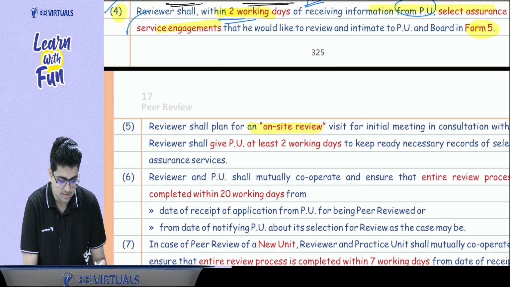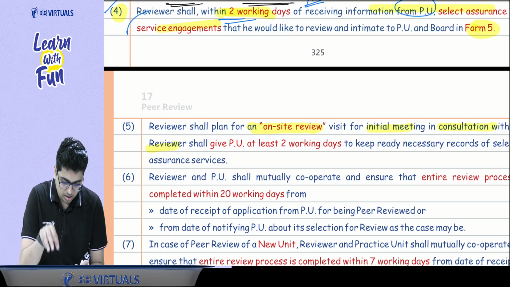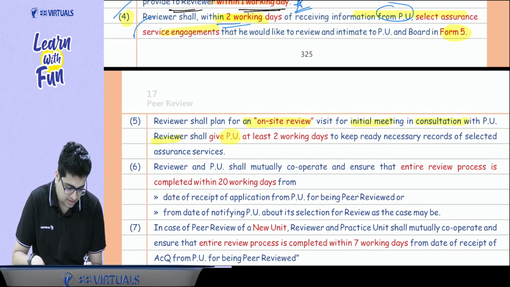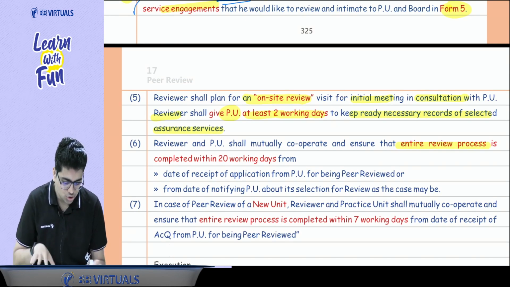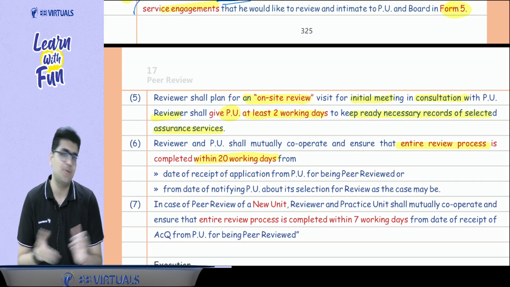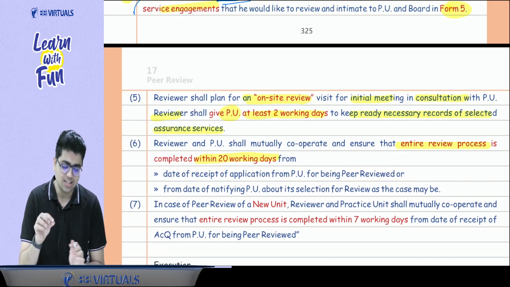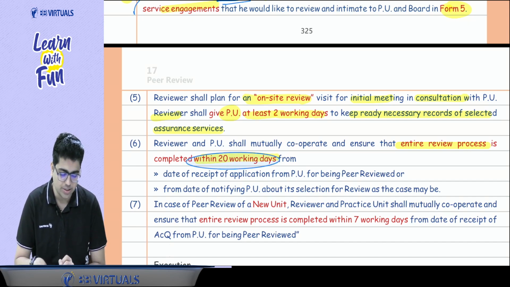Again, 2 working days. Reviewer shall plan for an on-site review visit for the initial meeting in consultation with the practicing unit. He shall give practicing unit at least 2 working days to keep ready the necessary records for selected assurance services. The whole process of peer review should be completed within 20 working days. So 2 10s are 20, so maybe 10 times they will talk about 2 days. So please remember that the whole process needs to be completed within 20 working days.